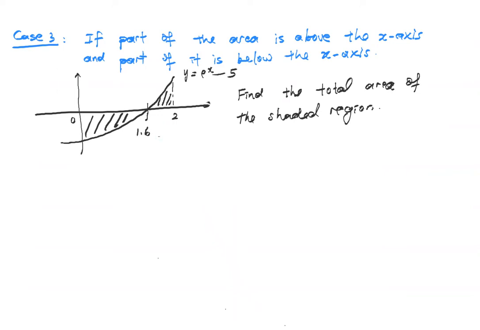You find the x-intercept. So you want to find the x-intercept? That's how you do it. Okay, 0 equal to e to the power x minus 5. So e to the power x is equal to 5. So x is equal to ln 5. Are you okay? Okay, so now we have to be very, very careful.